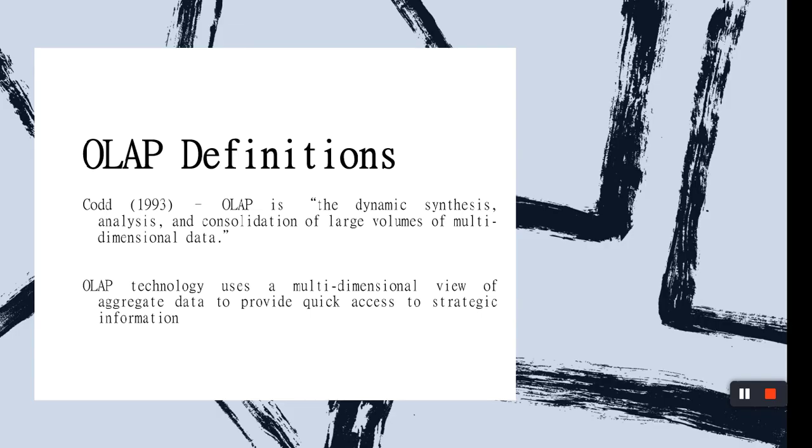So here is the more formal definition of what an OLAP is. In 1993, a person named Codd introduced the concept of OLAP, and he defined OLAP this way. OLAP is the dynamic synthesis, analysis, and consolidation of large volumes of multidimensional data. OLAP technology uses a multidimensional view of aggregate data to provide quick access to strategic information.